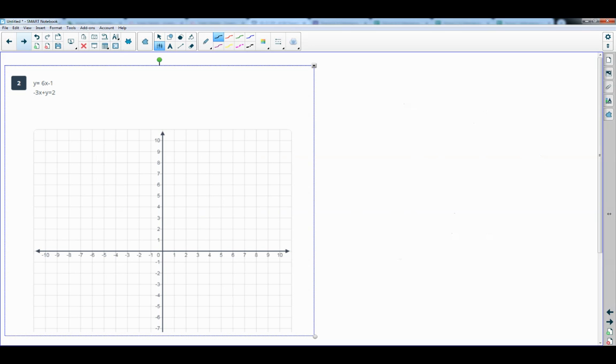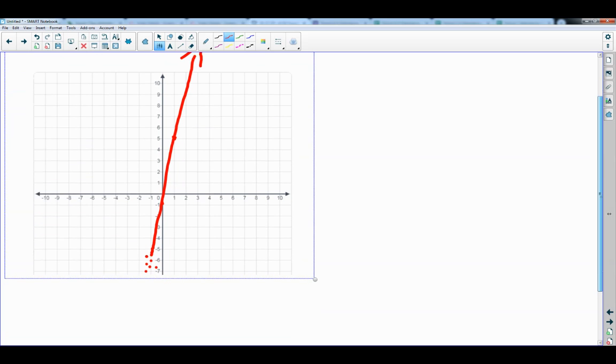All right, the next one, number 2. Again, we'll do the first one in red. Y equals 6x minus 1. So we're going to start here at negative 1. And we're going to go up 6: 1, 2, 3, 4, 5, 6, over 1. And I'm right there. And again, the ugly line. Remember, it plots it for you on your software.